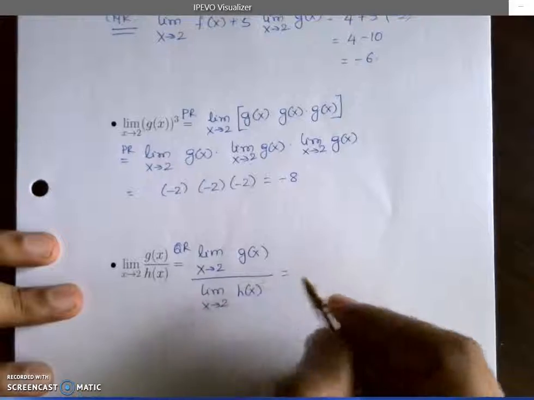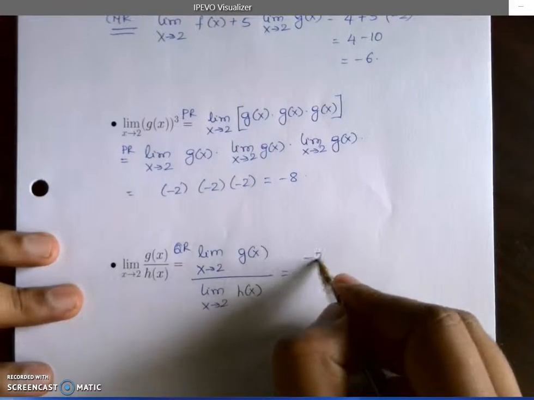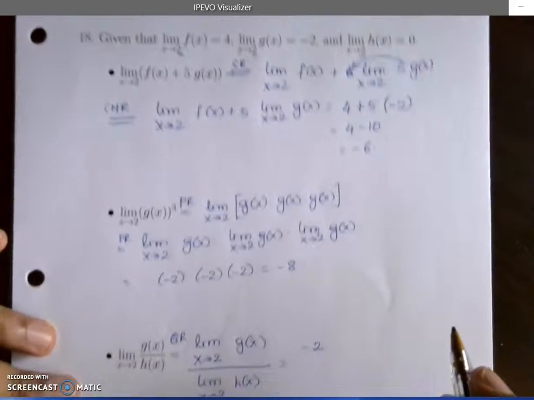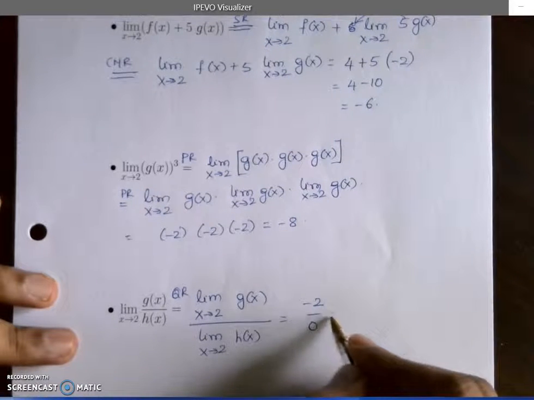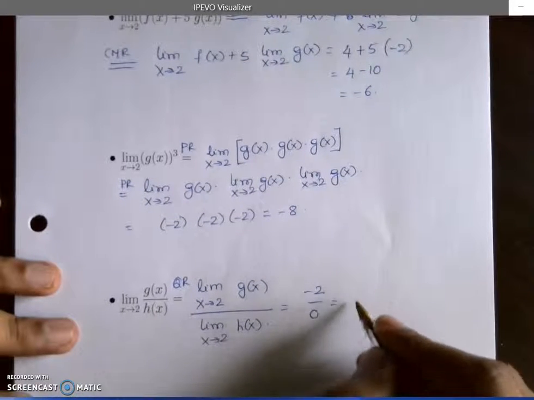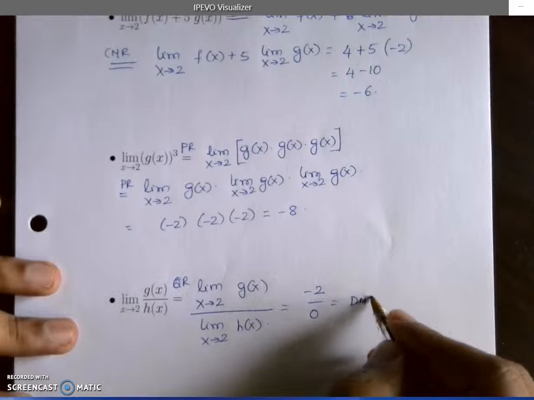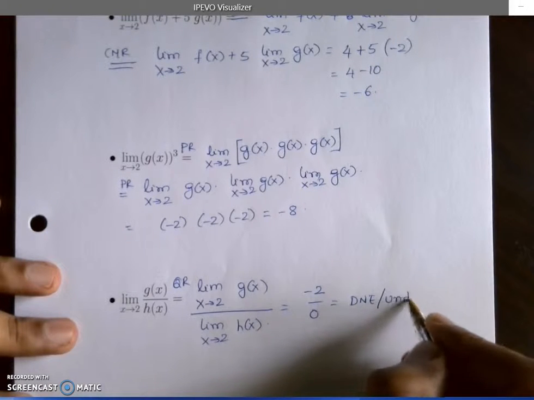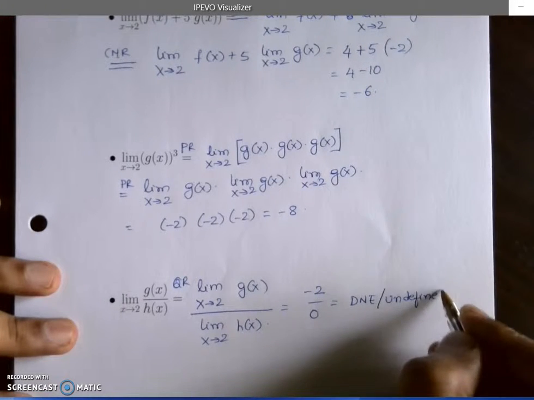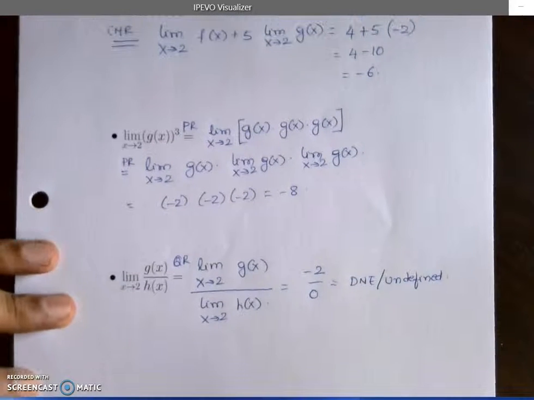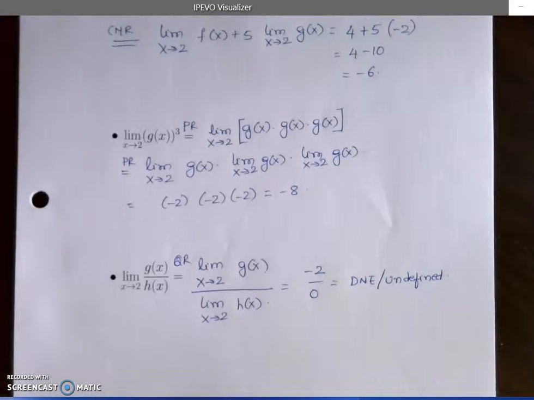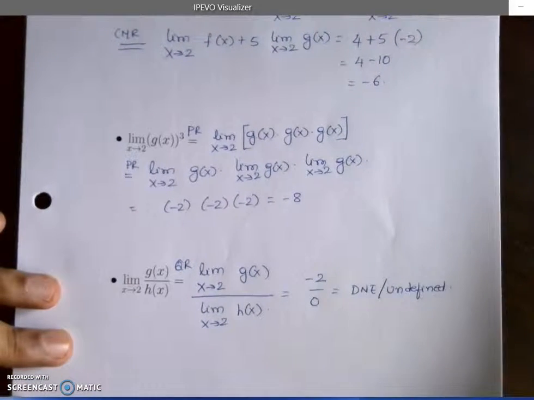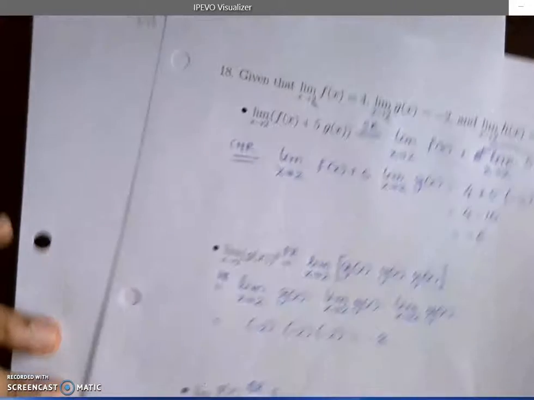You can see that the limit of the function g is -2, whereas the limit of the function h is 0, and division by 0 is undefined. So this limit does not exist, or it is undefined. That means x equals 2 is a vertical asymptote. We would ideally want to look at the graph, but we don't know the functions g of x and h of x, so we will not be able to look at the graph or make any further comments on this problem.